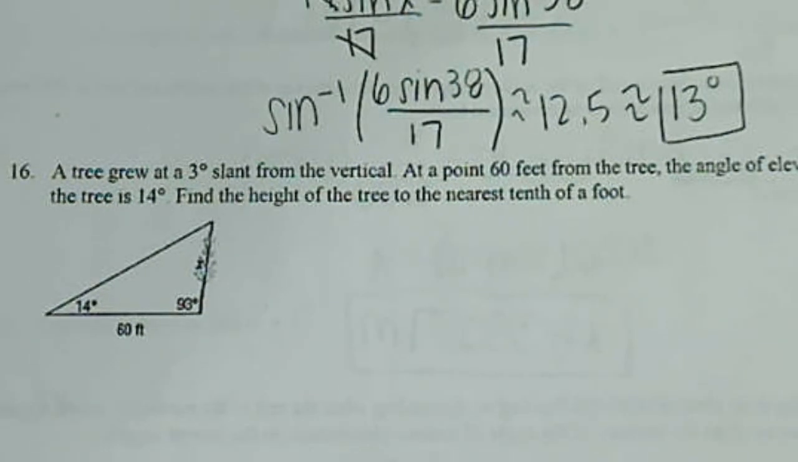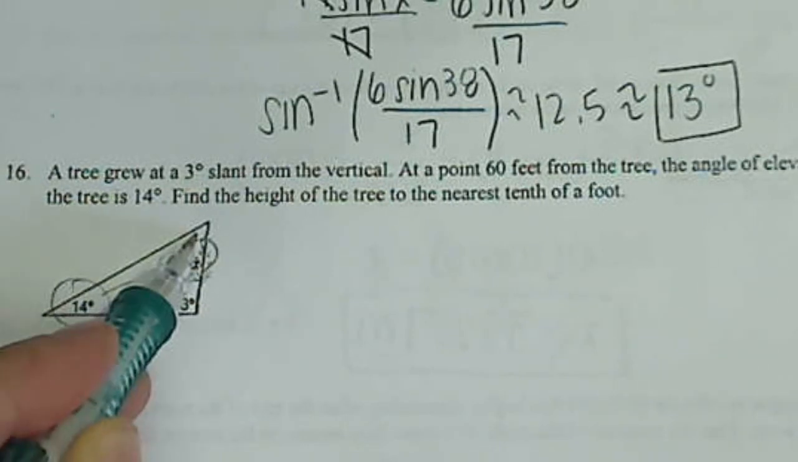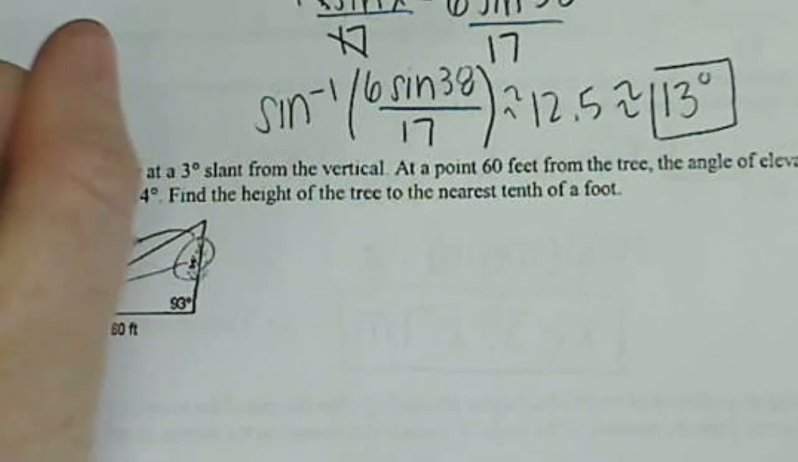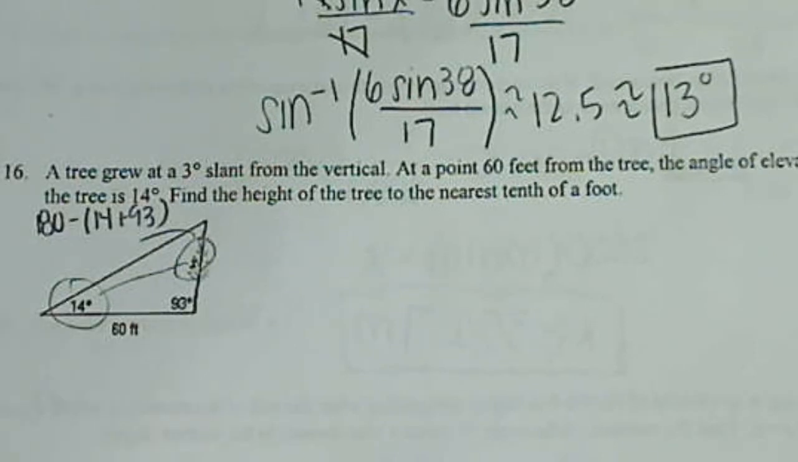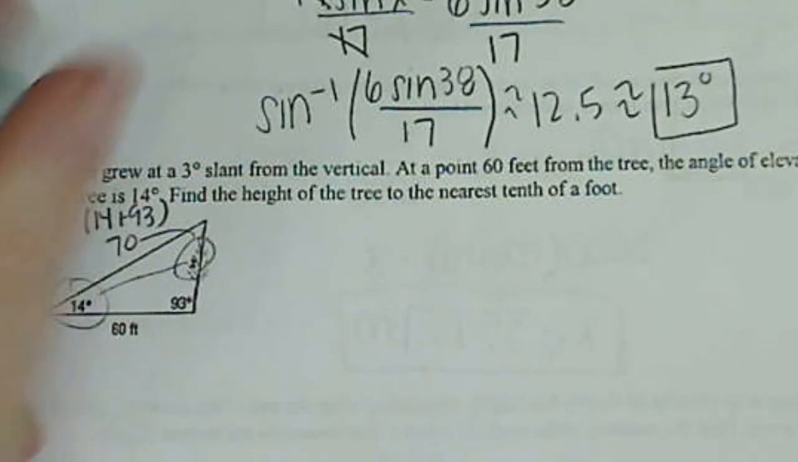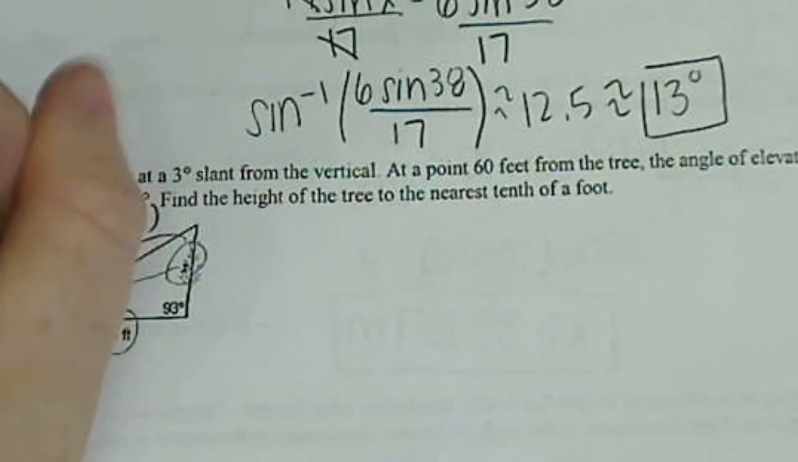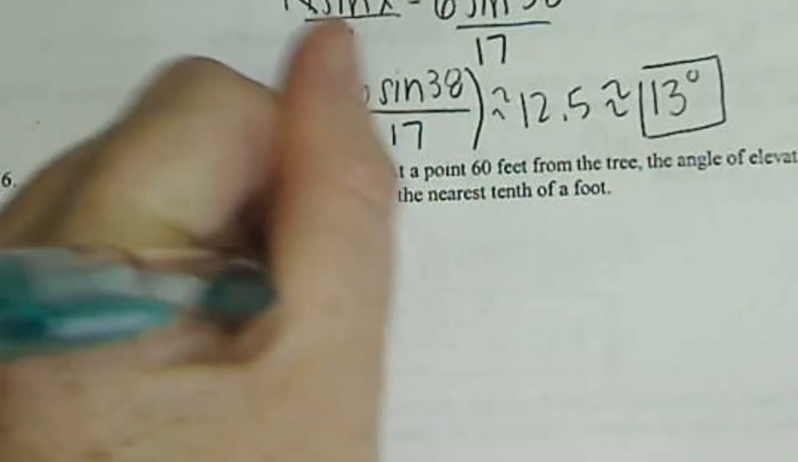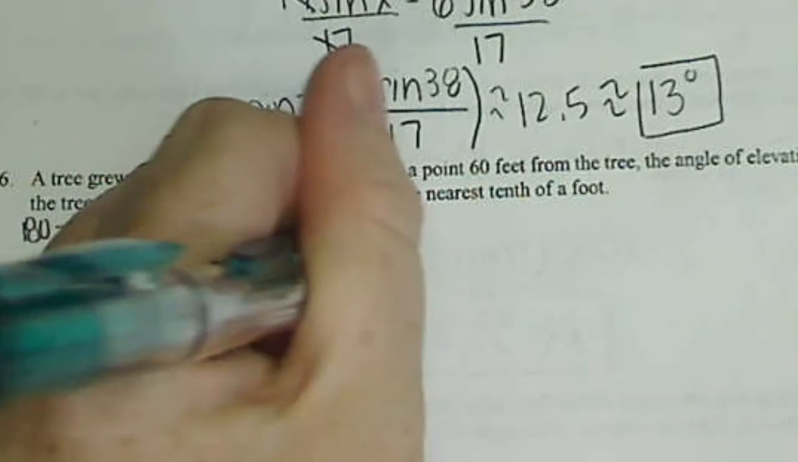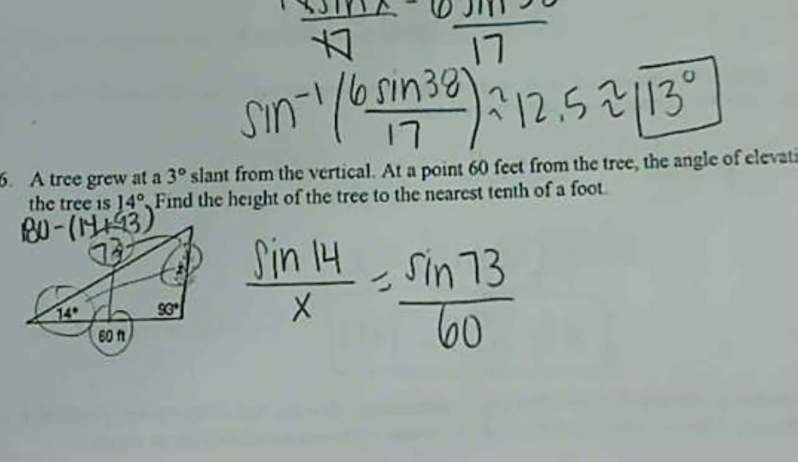Number 16, we're going to use law of sines again. Now remember, proportional relationships, 14 and x, and 60, and I don't know that side, so I got to find it. 180 minus 14 plus 93 equals 73. Okay, let's put it in our equation. The sine of 14 over x equals the sine of 73 over 60.